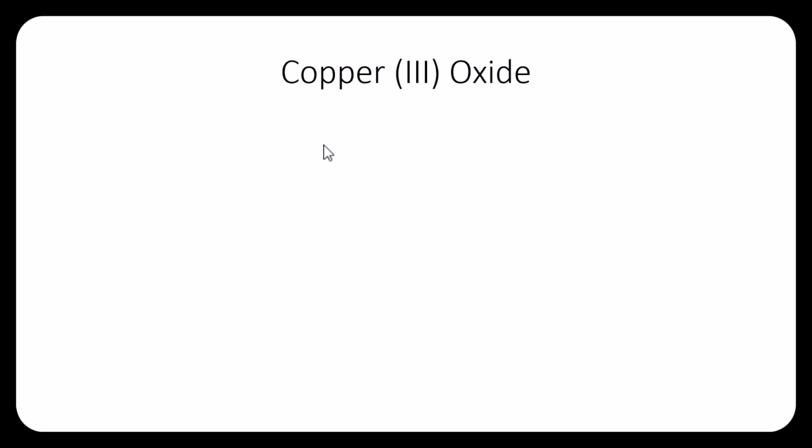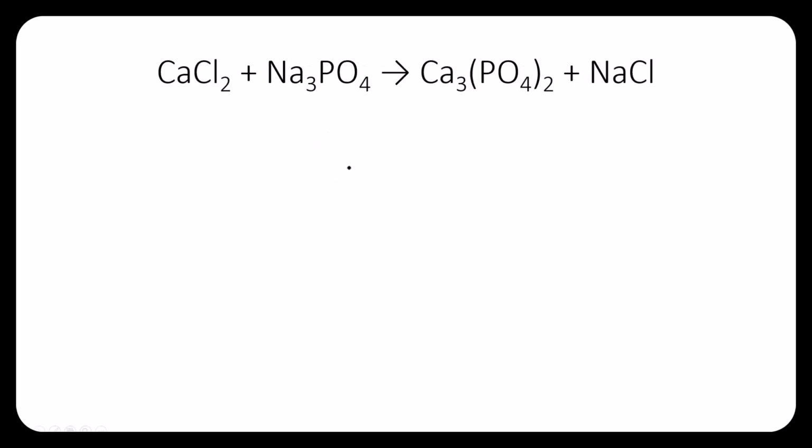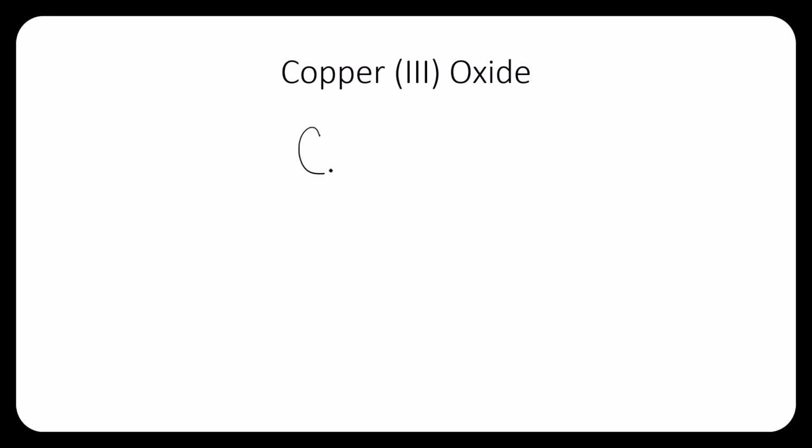So copper is Cu, and then oxide is oxygen, that's just O. The next thing we need to do is decide what the charge is on the copper and the oxygen.